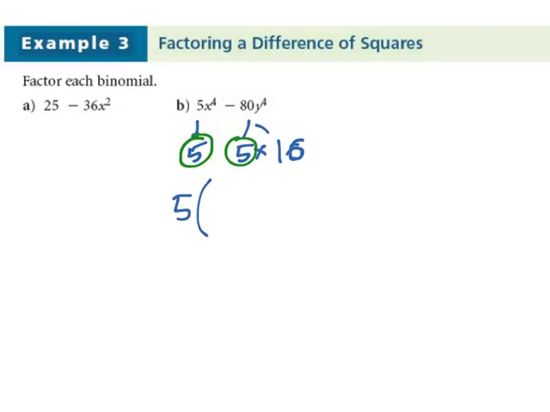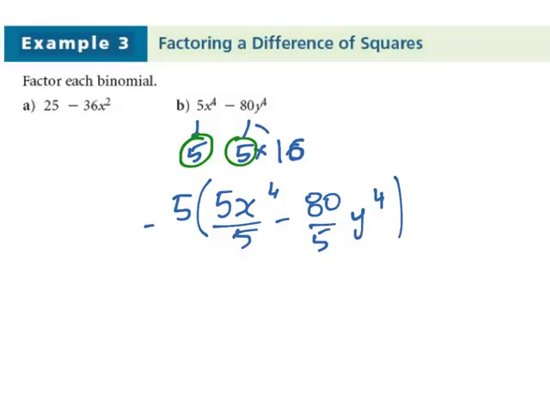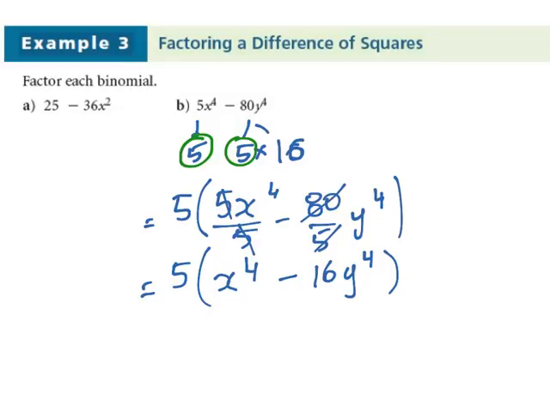And just for good measure, let's do it in full steps. 5x to the power of 4 divided by 5, minus 80 divided by 5 y to the power of 4. And so it's going to be equal to 5 times, 5 divided by 5 is x to the power of 4, minus 80 divided by 5 is 16 y to the power of 4. So we just found the greatest common factor and divided by 5 because that's the greatest common factor. Now what about this difference of squares?